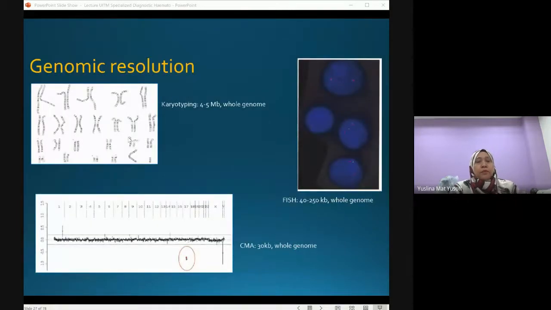So if we compare to karyotyping, the genomic resolution is 4 to 5 MB. For FISH it is 40 to 250 KB whole genome, and chromosomal microarray is 30 to 50 KB. But for FISH, you need to know the exact location and use a specific probe.